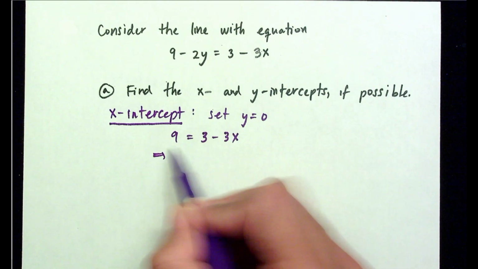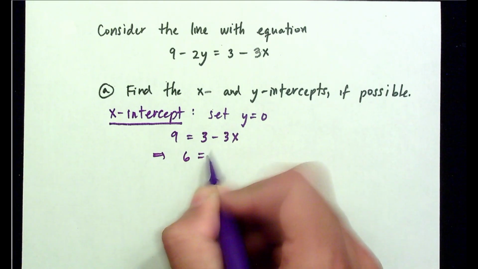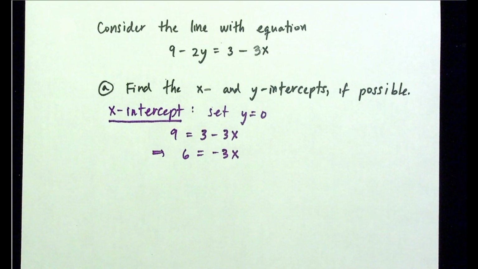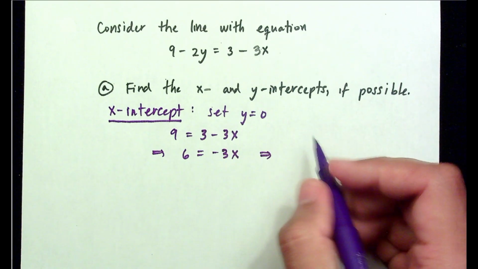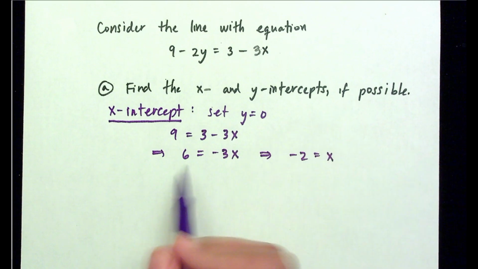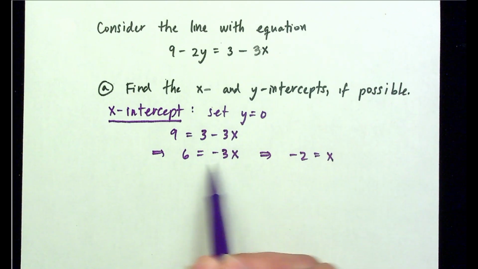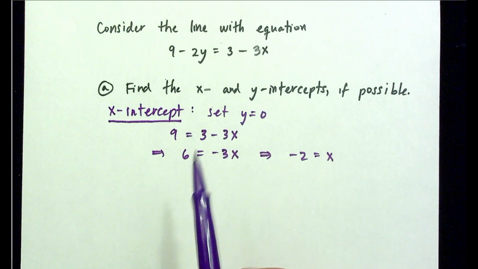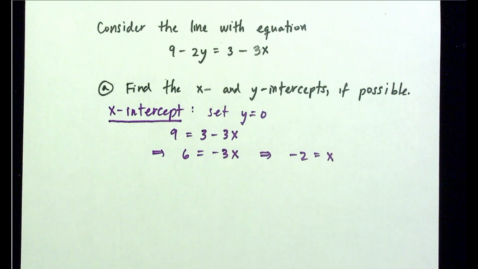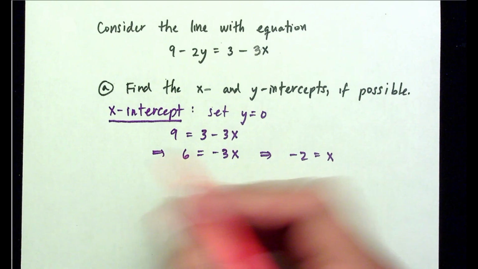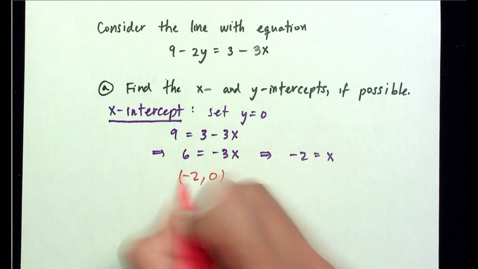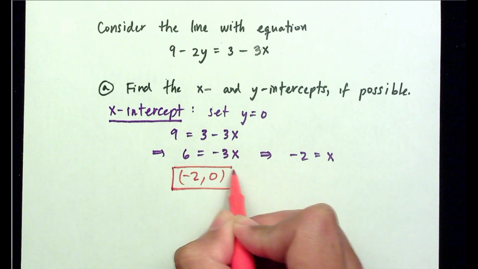Then subtracting 3 from both sides, we would get 6 equals negative 3x. And then dividing by negative 3, we would get negative 2 equals x. I divided by negative 3, the negative 3 cancels from the right. 6 divided by negative 3 is negative 2. So we would get x equals negative 2. So that means the x-intercept is negative 2, 0. That would be the x-intercept.